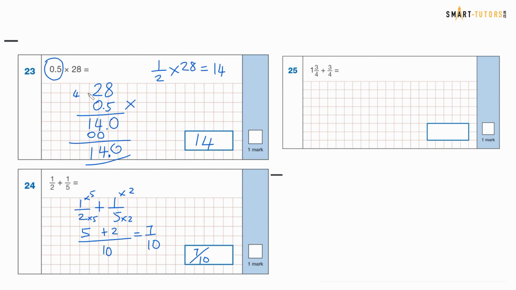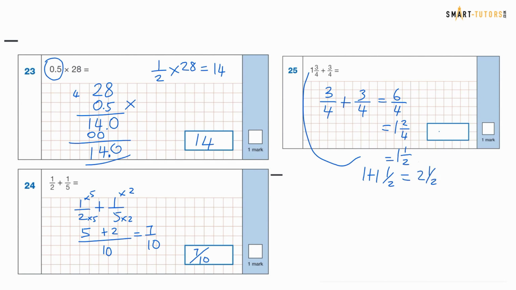And the question number 25 is 1 3/4 plus 3/4. Okay, so we can forget our whole number for now. So we're going to do 3/4 and 3/4, which is 6 over 4. 6 over 4 is equivalent to 1 and 2 over 4, which is equivalent to 1.5. So we're going to do 1.5 add 1, which is 2, and 1.5. Well done. So 1 plus 1.5 is 2.5. That is the answer for question number 25.